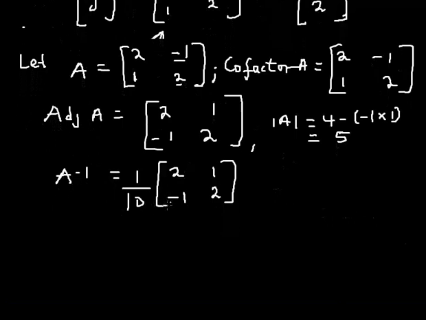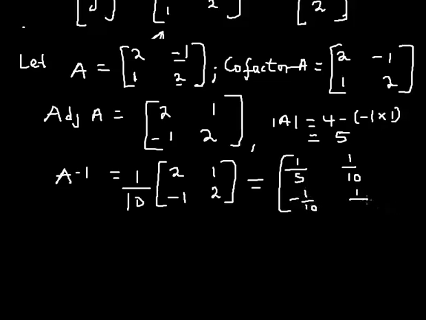Okay, so with what we have now, I've gotten my inverse, but I have to simplify it. Okay, let me simplify it. So this is going to be 2 all over 10, which of course is 1 all over 5. This of course is 1 all over 10. This is going to be minus 1 all over 10. And of course this is 1 all over 5.